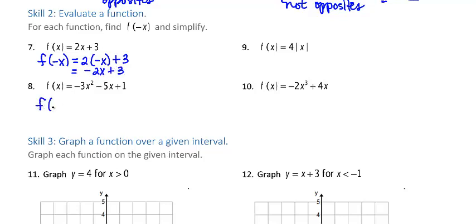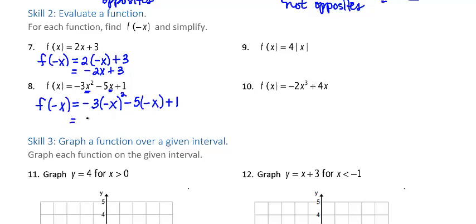f of negative x for f of x equals negative 3x squared minus 5x plus 1 becomes negative 3 times negative x squared minus 5 times negative x plus 1. So again, wherever we see the x, we're replacing it with negative x.